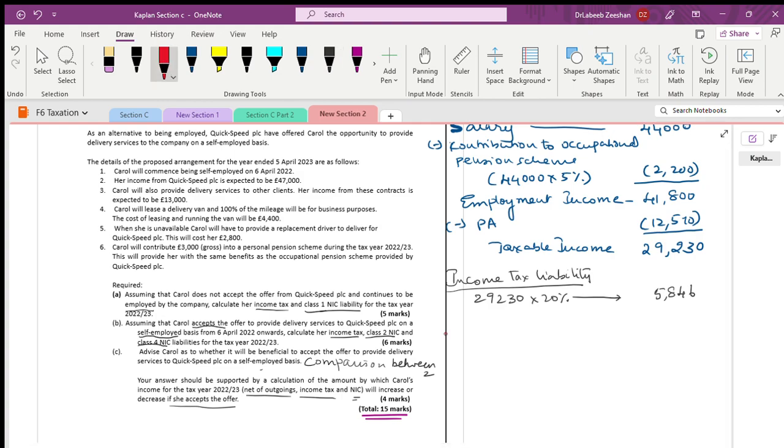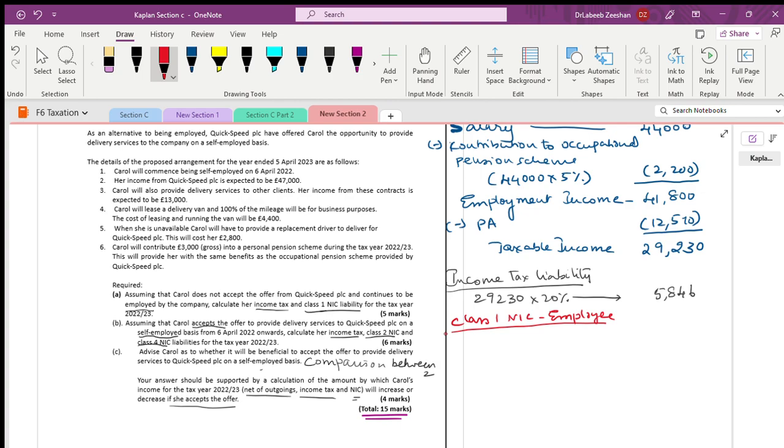Next, what they are asking us is the Class 1 NIC for the employee. Keep in mind the basic rules have been given in the examination. Class 1 NIC relates to the employee. How much are they contributing?